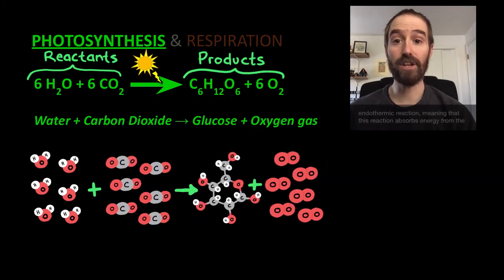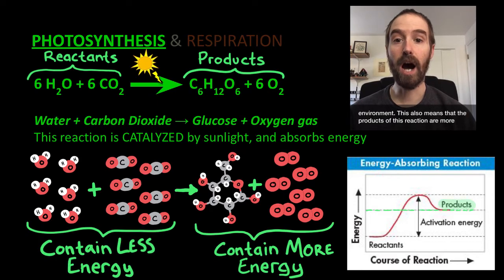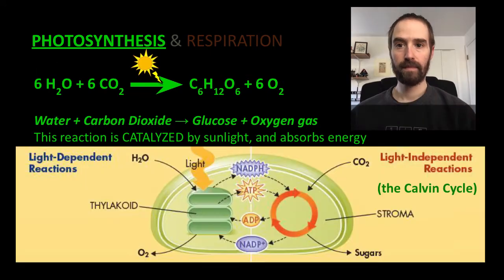Photosynthesis is an endothermic reaction, meaning that this reaction absorbs energy from the environment. This also means that the products of this reaction are more energetic than the reactants, because the energy that was absorbed is stored in the chemical bonds that hold these molecules together. This energy comes from the sun, and without the sun's energy to catalyze this reaction, photosynthesis would not occur.